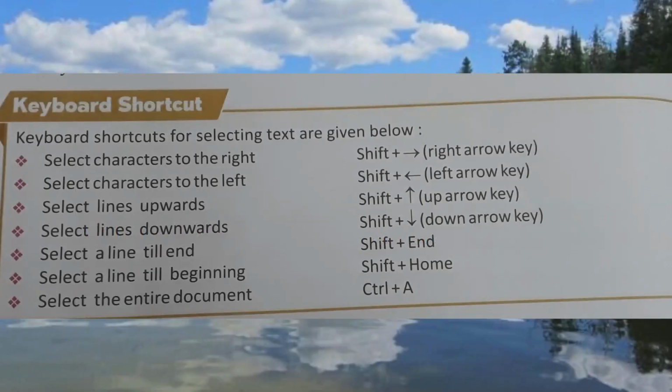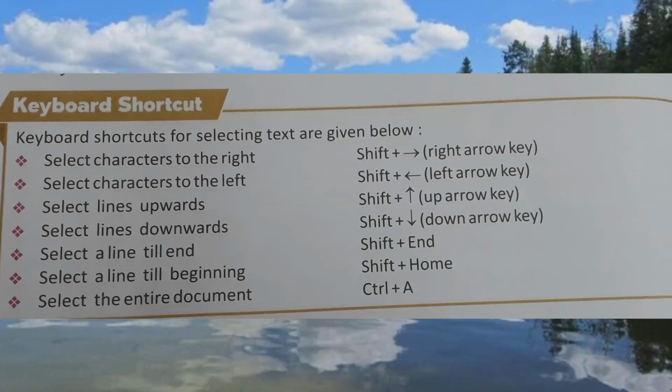To select characters to the right, press Shift plus right arrow key. To select characters to the left, Shift plus left arrow key. To select lines upwards, Shift plus up arrow. Select lines downwards, Shift plus down arrow key. Select a line till end, Shift plus end key. Select a line till beginning, Shift plus home key.